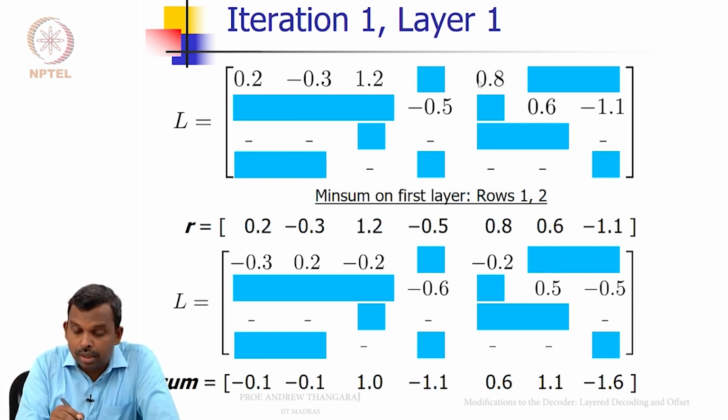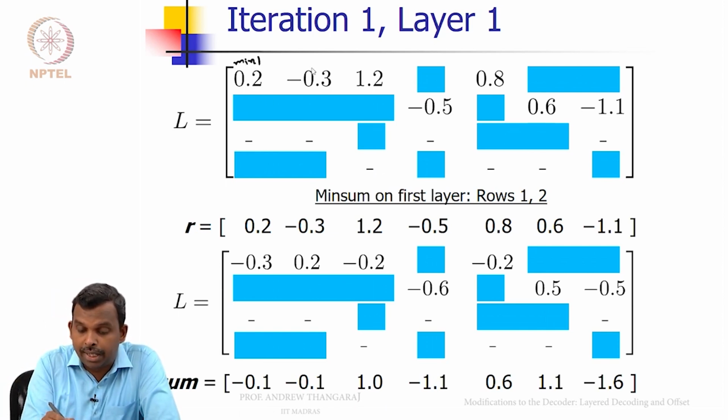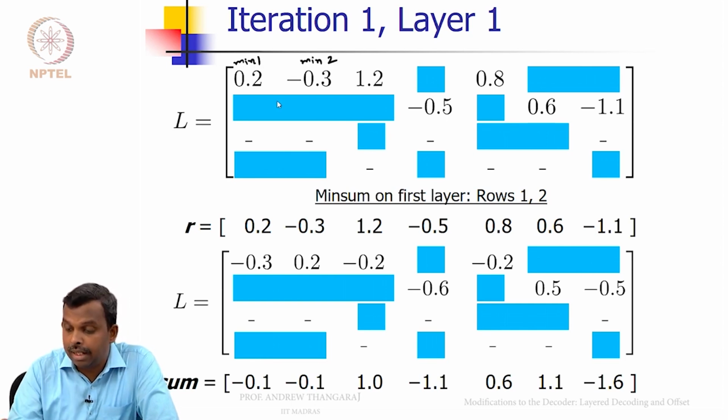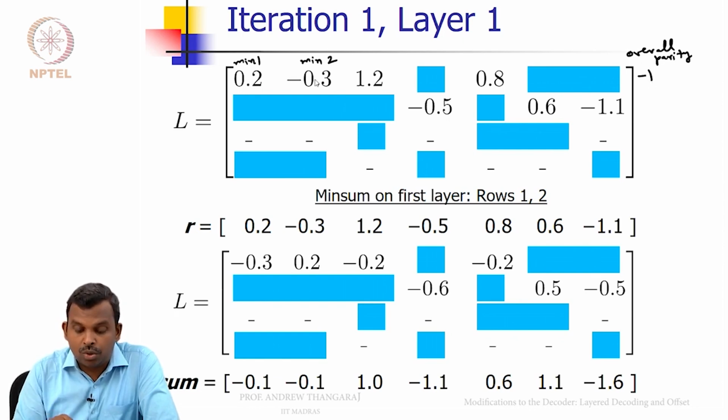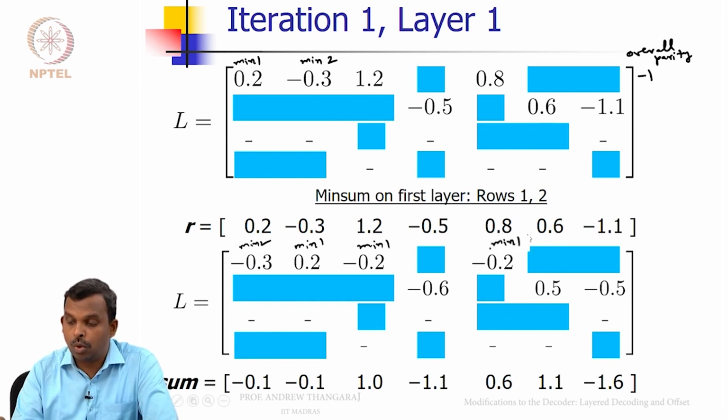If you look at the first row, this is min 1. This is min 2, in absolute value, and the overall parity is not satisfied, right? So there's a minus 1. This is the overall parity, the product of the signs, and it is not satisfied. So what do you do? You replace min 1 with the absolute value of min 2. So the min 1 position got replaced with the absolute value of min 2, and all the other positions got replaced with min 1. Because the overall parity is -1, all the signs got flipped. So this is basic min sum.